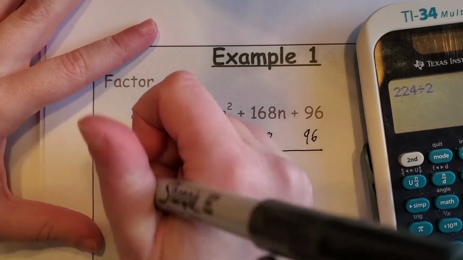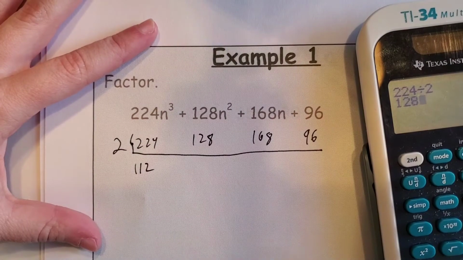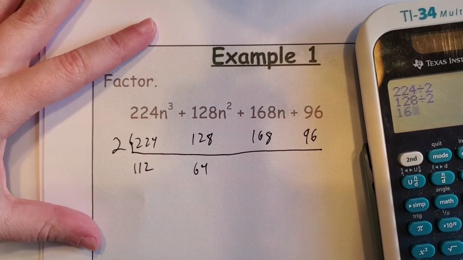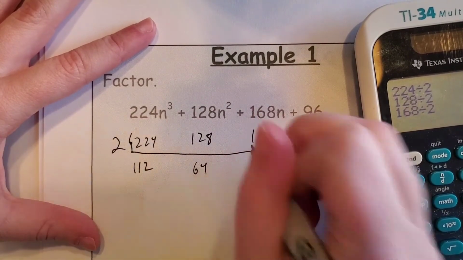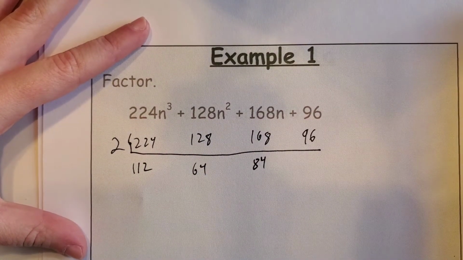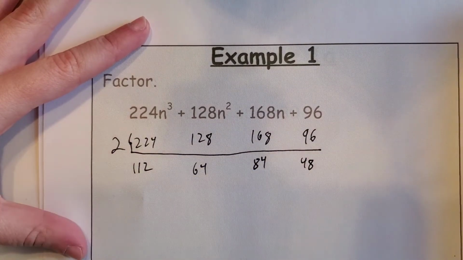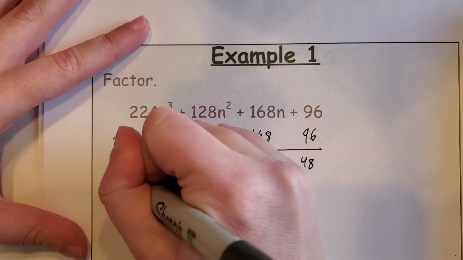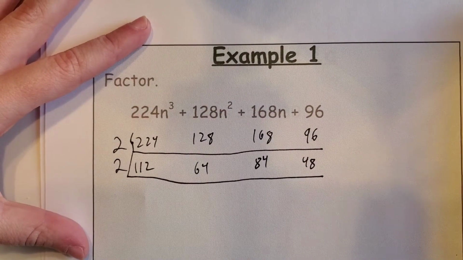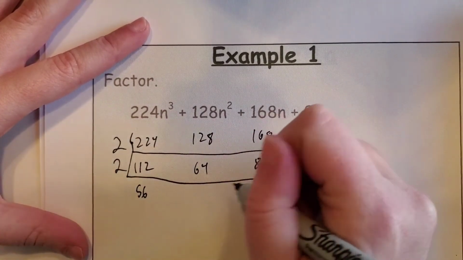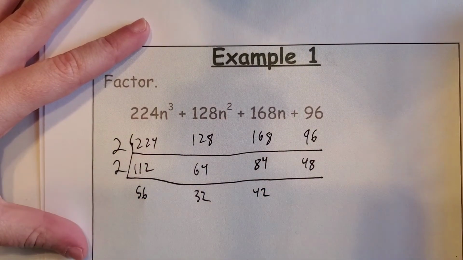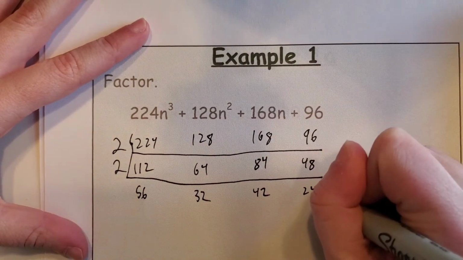224 divided by 2 is 112. 128 divided by 2 is 64. 168 divided by 2 is 84. And 96 divided by 2 is 48. All right, these are all even again, so we can divide by 2 again. And 112 divided by 2 is 56. 64 divided by 2, I know that's 32. 84 divided by 2 is 42. And 48 divided by 2, we know that's 24.